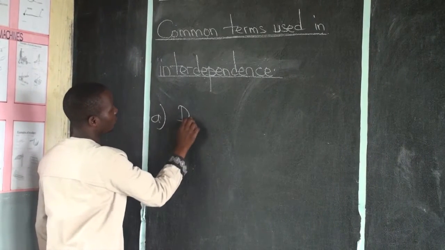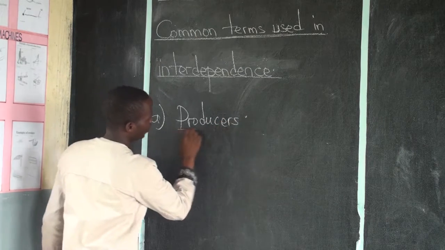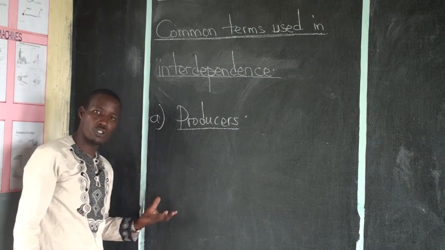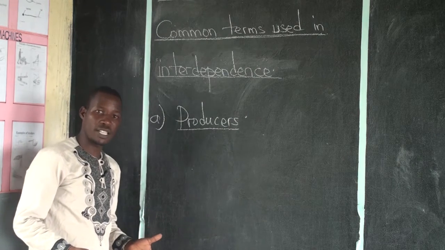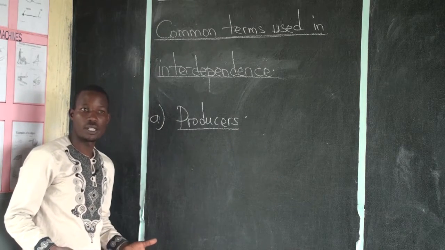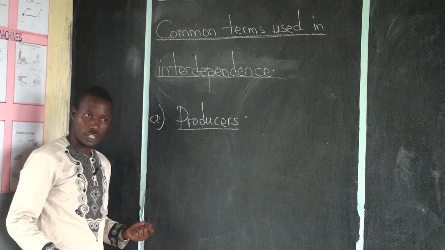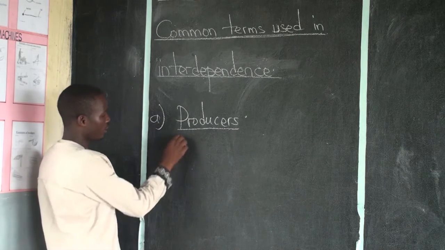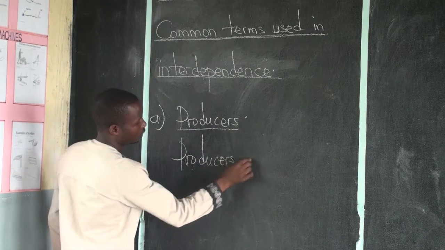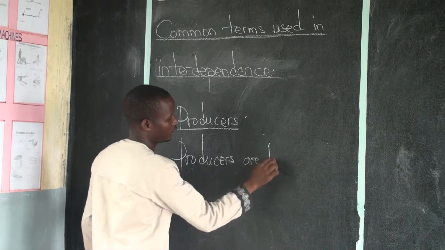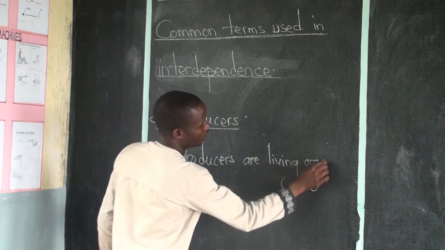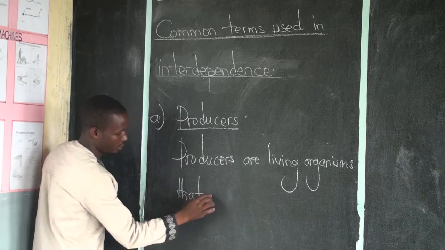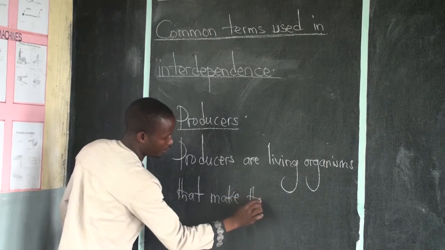the producers. We have some living things in the environment that are called producers, because of their nature in the environment. They are able to make their own food. So producers are living organisms, or one can say living things, that make their own food.